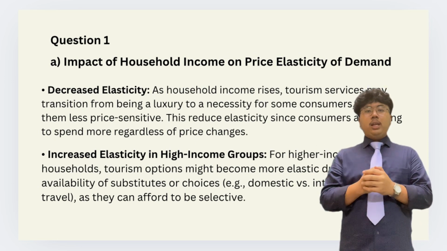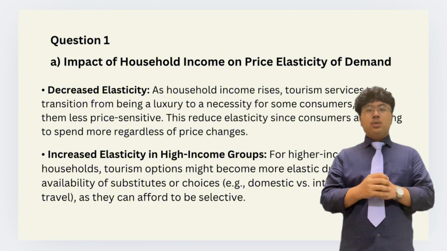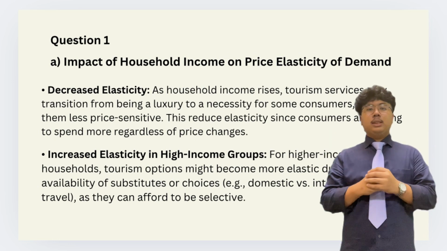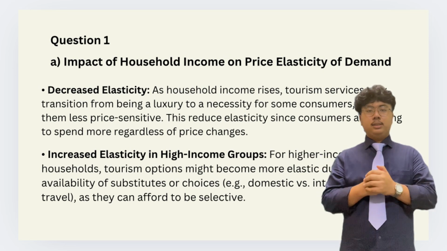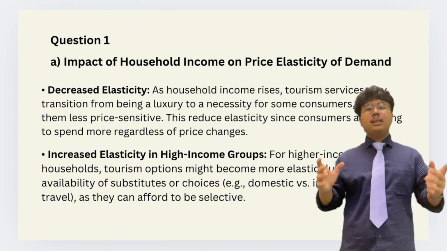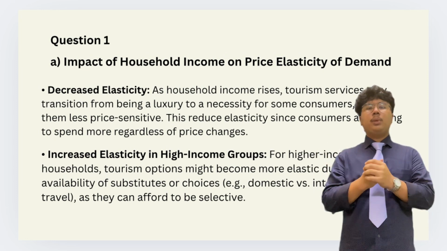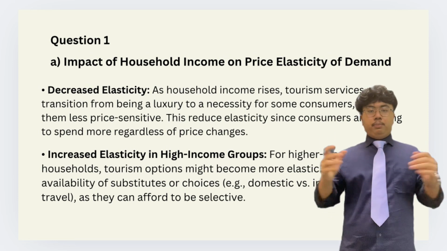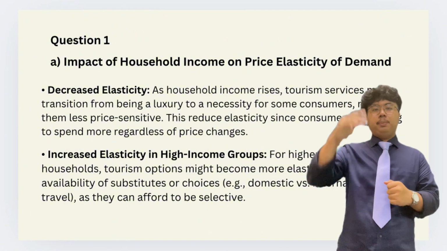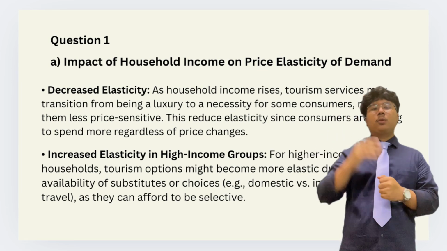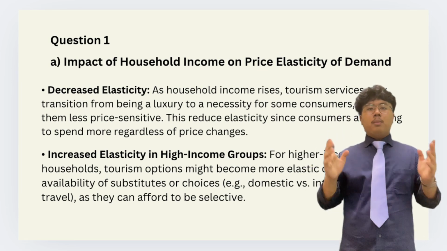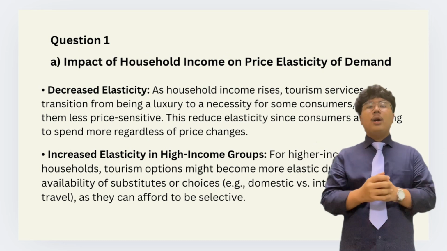To summarize, Malaysia's economic growth in Q3 2024 was driven by domestic demand, particularly in the services sector. The price elasticity of demand for hotel accommodations is inelastic, meaning consumers are not very sensitive to price increases. Government measures to boost household income can make demand for tourism services less elastic as people become less price sensitive with higher income. However, for higher income groups, demand could become more elastic due to the availability of alternatives.